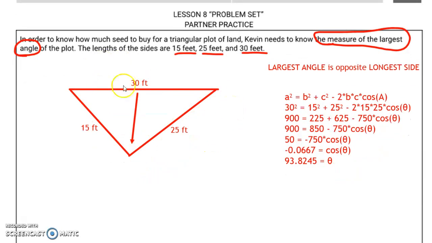In this one, it was another case of the measure of the largest angle. The largest angle is opposite the longest side. So if I know that this side is 30, whatever angle this is has to be the largest angle. The law of cosines makes short work of this problem. Keep in mind here we used the Greek letter theta for a variable. Theta is usually used for a missing angle.